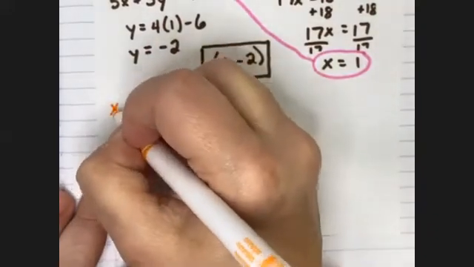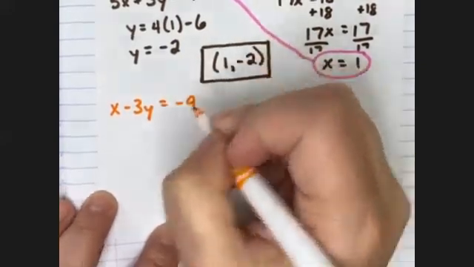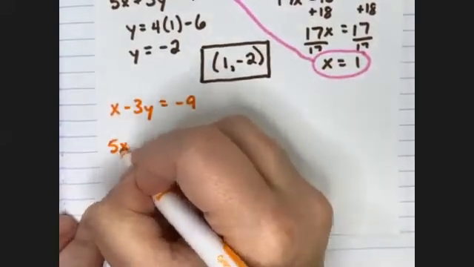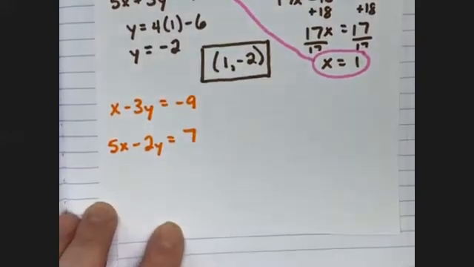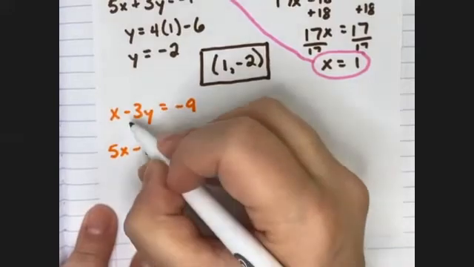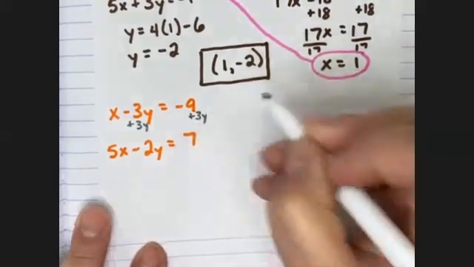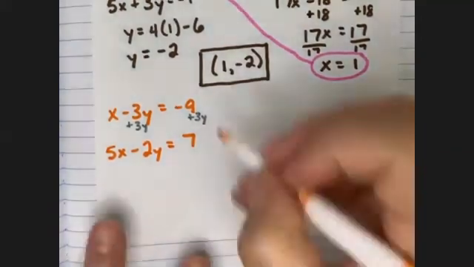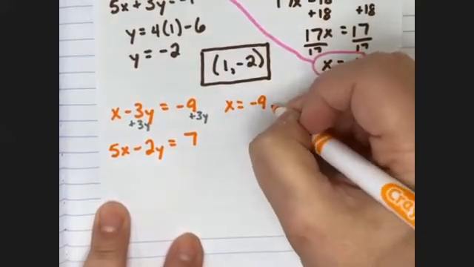So if I have this, x minus 3y equals -9, and then I have 5x minus 2y equals 7. Well, you can see that neither of these have just a letter by itself. And so you can do whichever letter you want. But for me, this x is just by itself. So if I add 3y to both sides, then I end up with x equals -9 plus 3y.